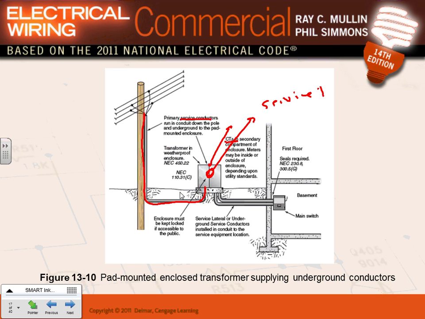Service point. Remember we talked about service point? And then service lateral or underground service conductor. So if this is a service point, then the owner will own these. If the service point is here, then the utility will own them. It depends where your service point is. In this case, I put the service point right here, so all these cables right in here are owned and operated by the owner, and of course you have to have your disconnect.